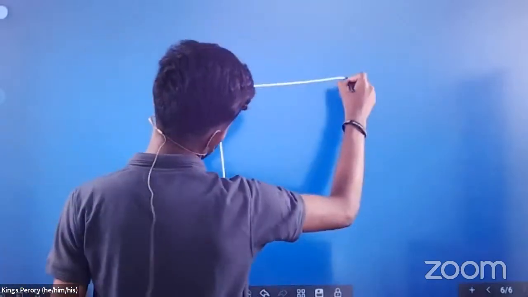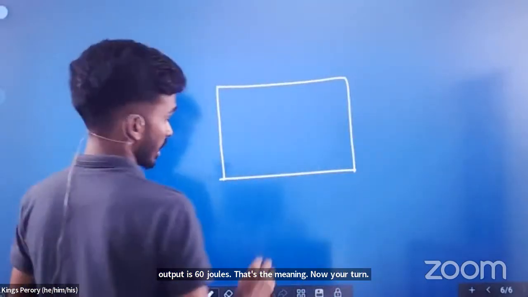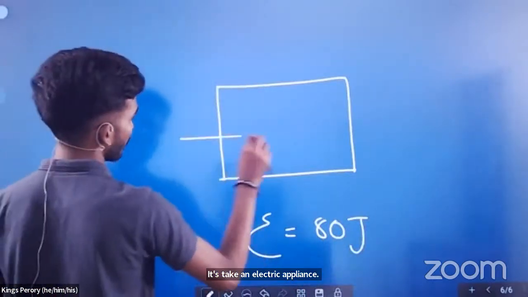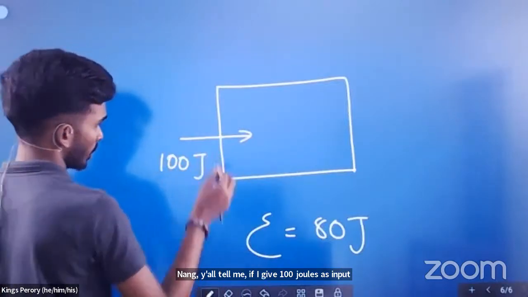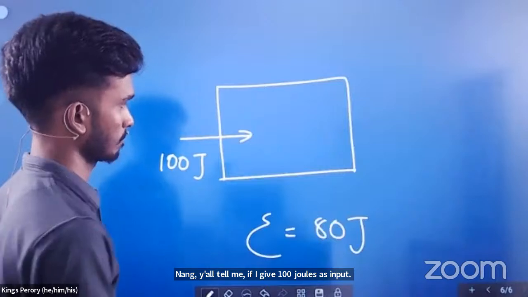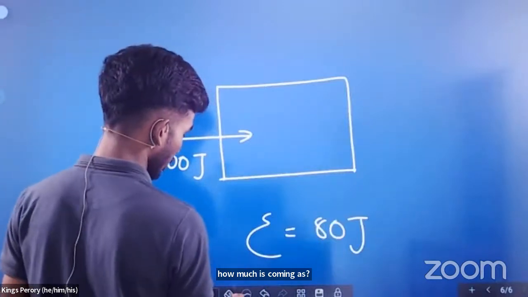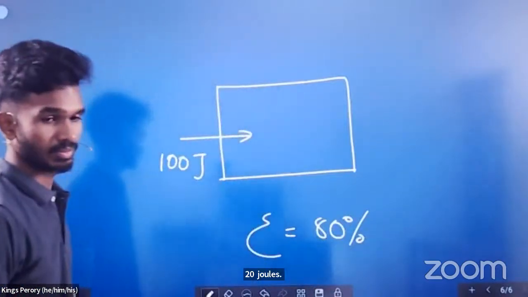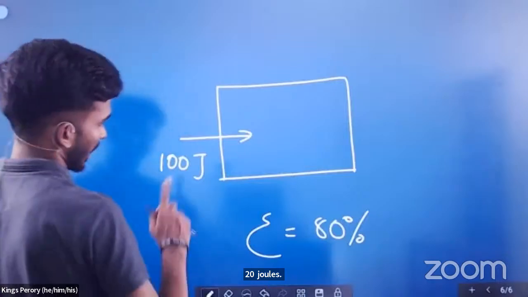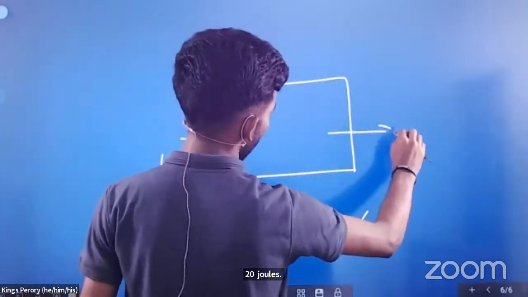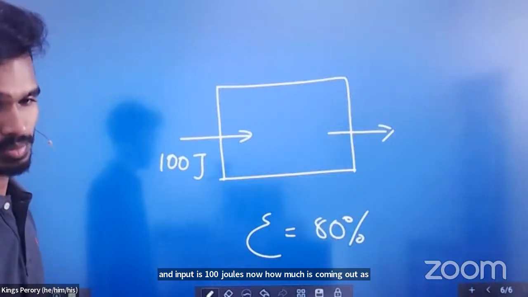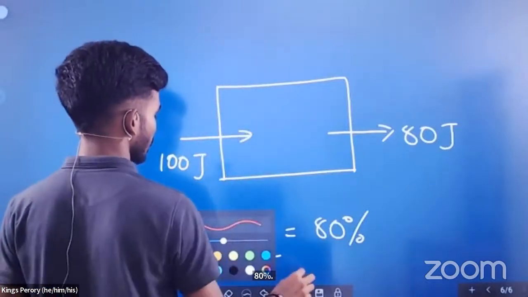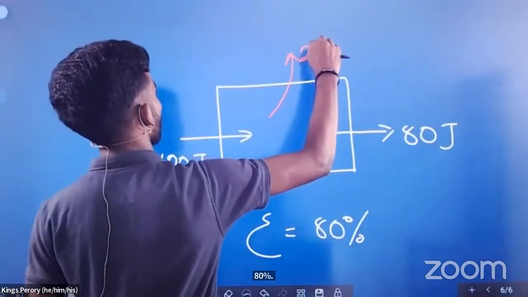Now your turn. Let's take an electric appliance whose efficiency is 80%. If I give 100 joules as input, how much is coming out as expected output? 80 joules. How much is the loss? 20 joules.